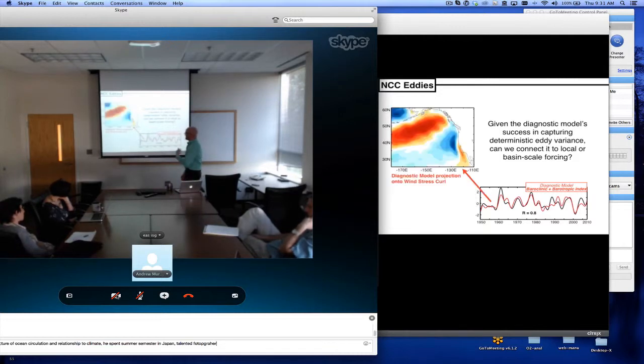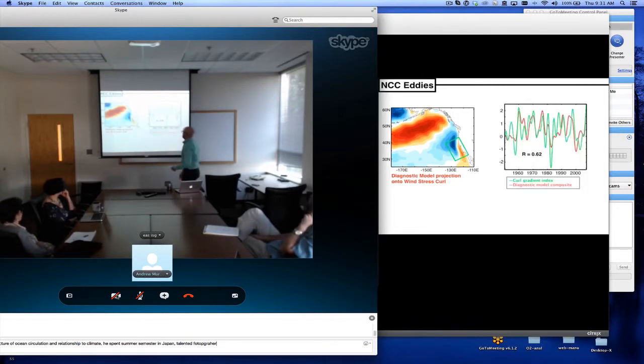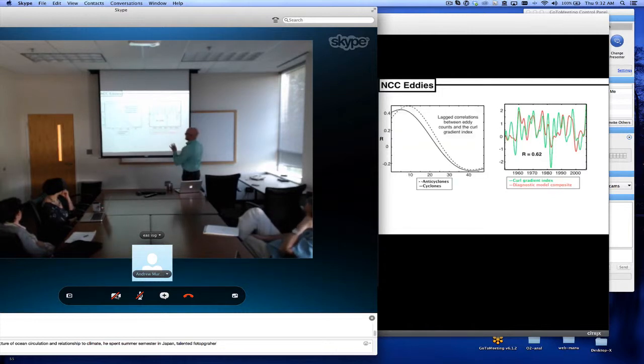If we project it onto the wind once again, as before, we get this same cross-shelf gradient of wind stress problem in our area of interest. We make an index of that gradient and find that it correlates well with this diagnostic model at around 0.62. It also correlates with composite anticyclone and cyclone counts pretty darn well.